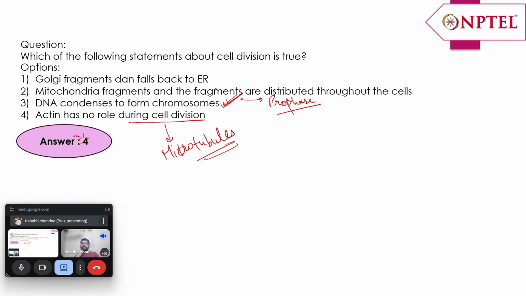Okay, the other two options: Golgi fragments fall back to the ER. They are trying to explain that during division the Golgi fragments disassemble and fall back to the ER. And then mitochondria fragments, and the fragments are distributed throughout the cells. Okay, so mitochondria do not fragment themselves. So this is also false. So options 3 and 4 are correct.